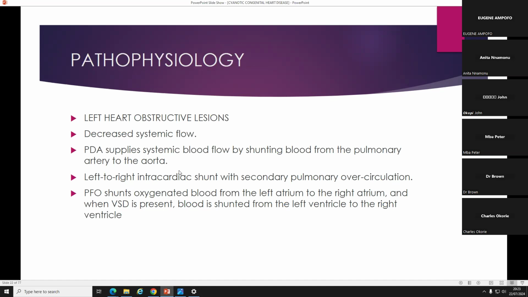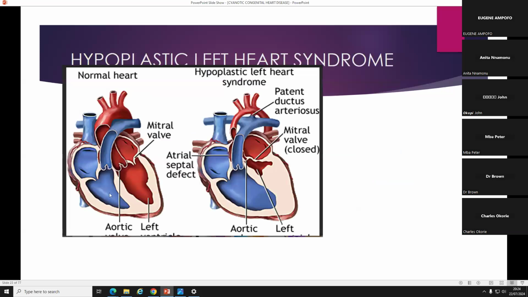The patent foramen ovale shunts oxygenated blood from the left atrium to the right atrium. And when the ventricular septal defect is present, blood is shunted from the left ventricle to the right ventricle. This is a picture of the hypoplastic left heart syndrome. So we can see that there's basically no left ventricle here.